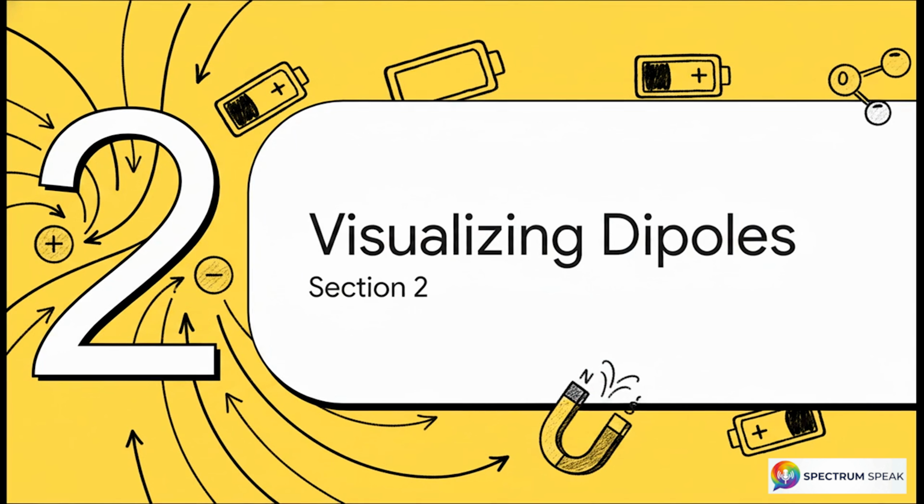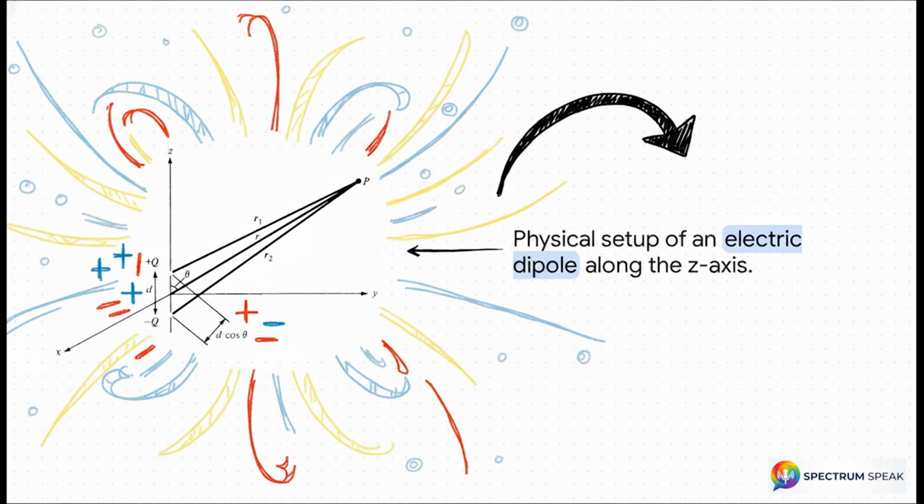Which brings us to section 2, visualizing the electric dipole. We're going to anchor this abstract definition into a concrete visual analogy, so you literally never forget it. Take a look at this physical setup of a dipole along the z-axis. We've got our positive charge plus q sitting at the top, and our negative charge minus q down at the bottom. They're separated by that small distance d.